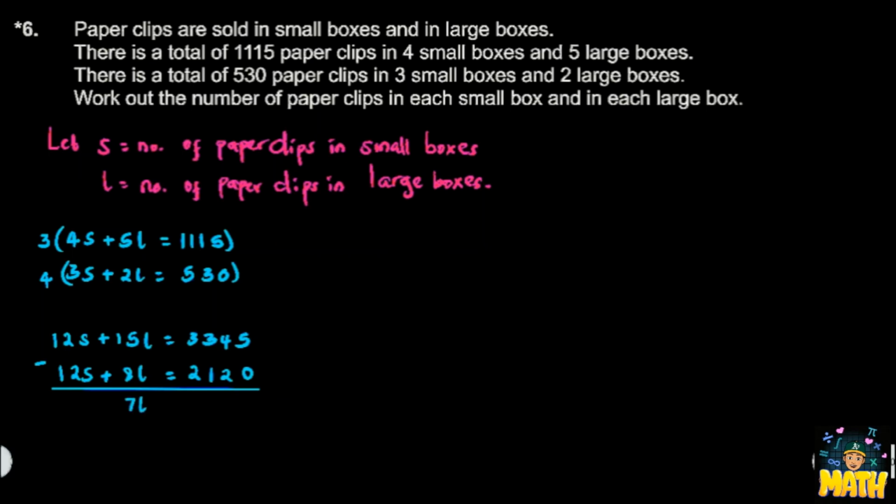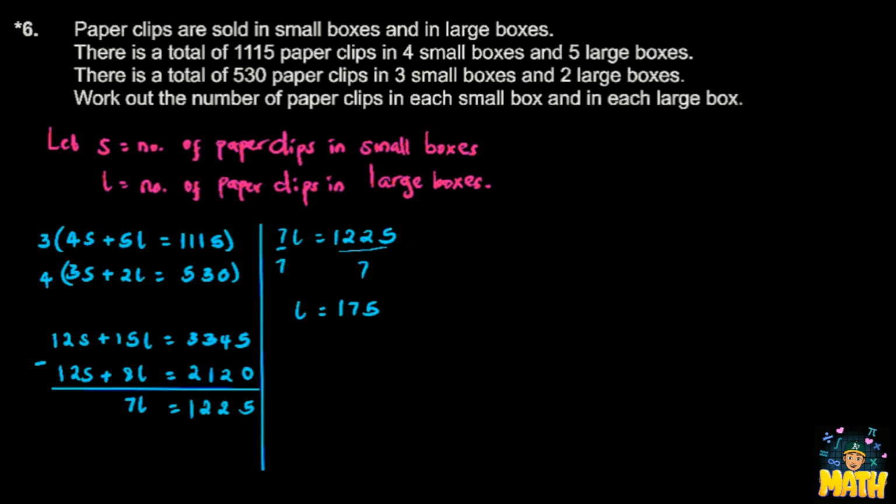So I'll write that as 7L equals, when I subtract the two, I get 1,225. So 7L equals 1,225. I divide by 7 on both sides. So L will be equal to 175. So that's the number of paper clips in the large box.